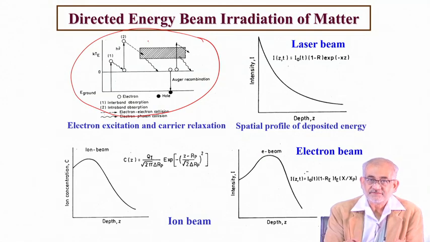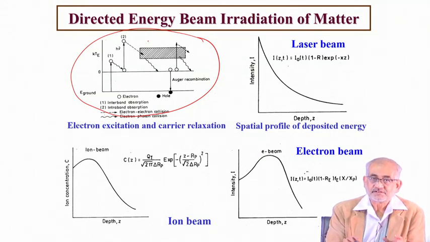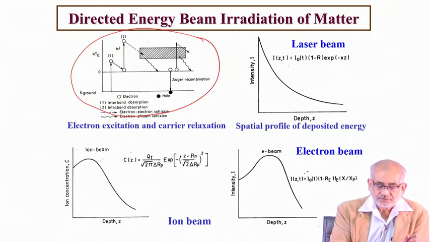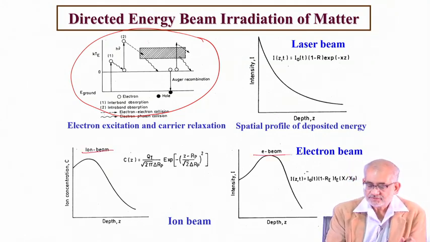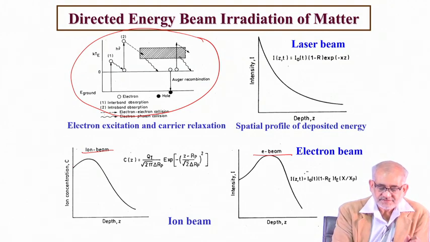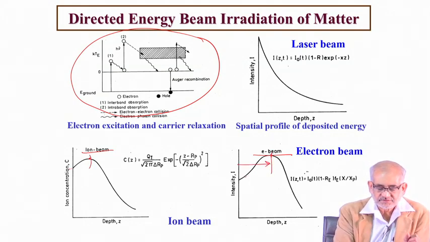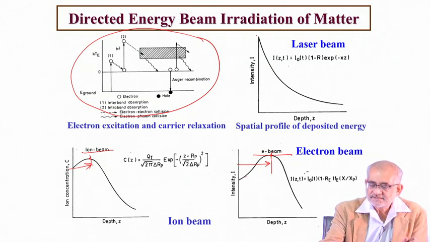where the beam is convergent and the heating effect is a line of sight process, confined to the point of irradiation, compared to ion beam or electron beam, in both cases the peak is not at the surface but below the surface. In case of laser, it's the other way around. It is right at the surface, coinciding with the surface.